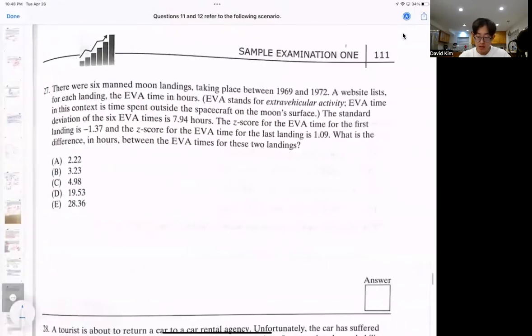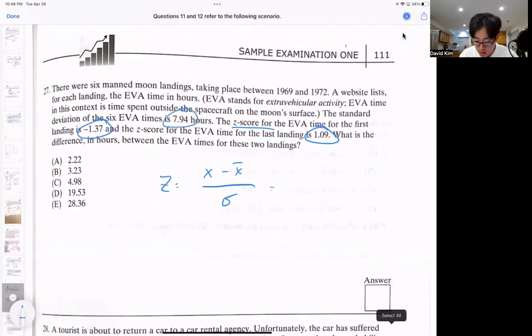27, we have EVA, z-score for the EVA time, negative 1.37 and 1.09. It's good if you know this. The z-score is always the value minus the mean over the standard deviation. They were generous enough to share with me the standard deviation. They have x1 minus the mean of x and x2 minus the mean of x because we have 2 separate locations for the EVA. Now, one of the z-scores is negative 1.37 and the other one is 1.09.